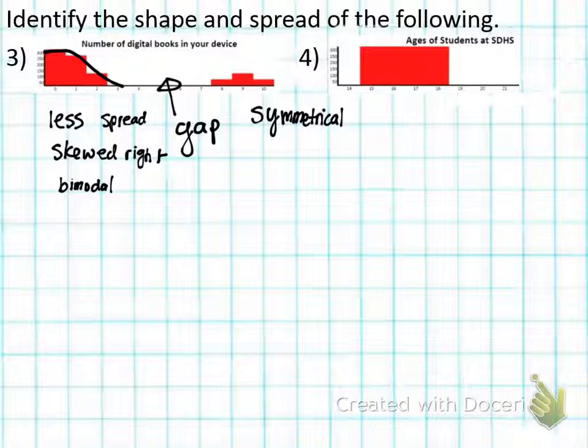Ready? Go. It could be more or less spread depending on how you compare it. For this example, I think it's less spread, because I would have expected more kids to be 14 and some to be 19. And this is, of course, uniform. Every age is the same.